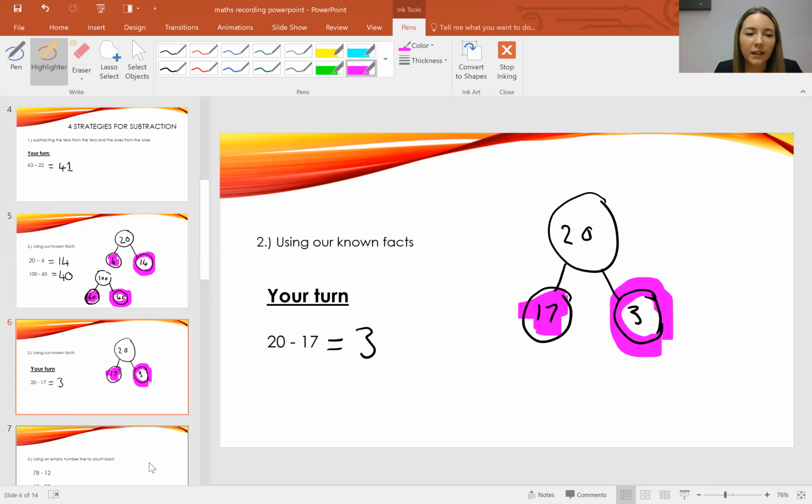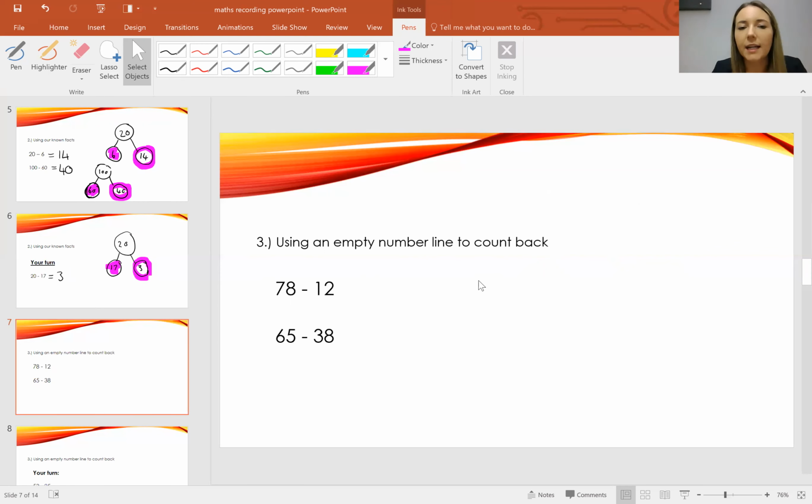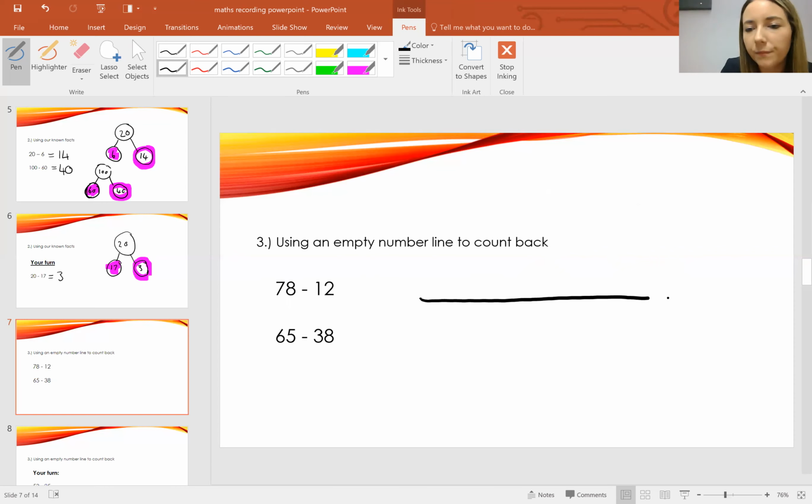Well done. Okay, the third strategy was the strategy that we learned yesterday, using an empty number line to count back. So let me show you this again. We draw our number line, we put our minuend on this side, 78, and we're counting back 12 in sensible jumps. So I know that 12 is made up of 10 and 2.